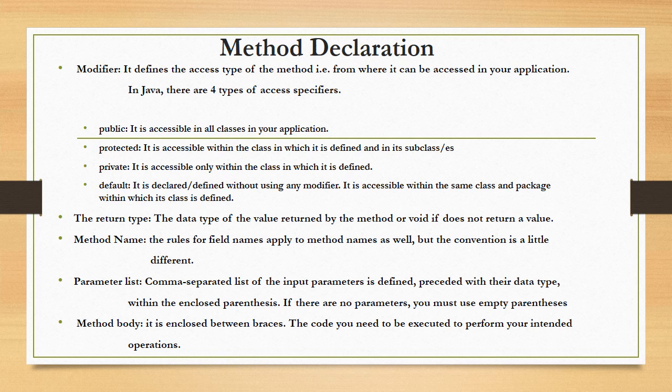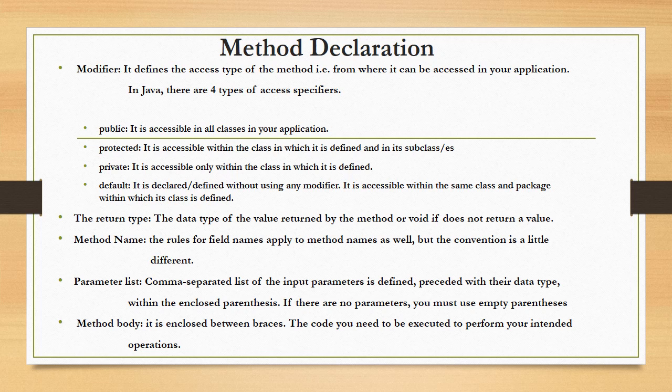Access modifier: what is a modifier? You have studied this in C++ also, that we have public, protected or private modifiers. These are the access specifiers or modifiers. It defines the access type of the method, that is, from where it can be accessed in your application. So basically we have four types of access specifiers or modifiers in Java.